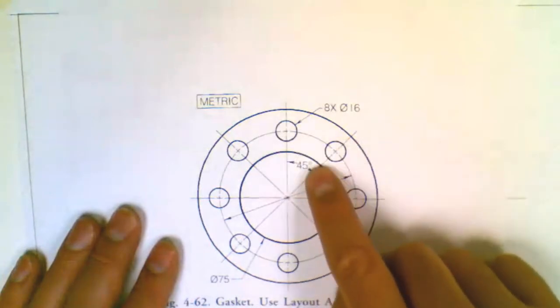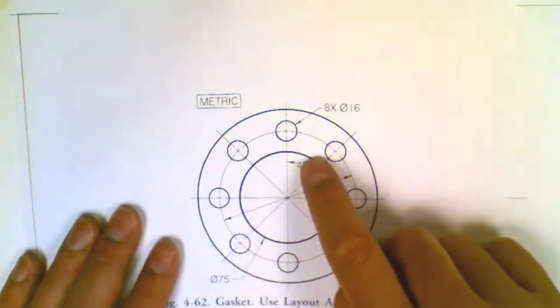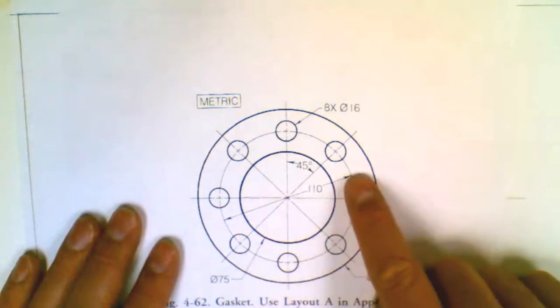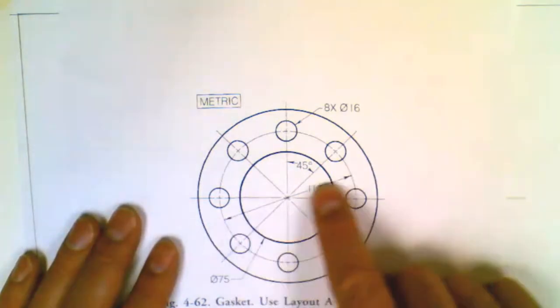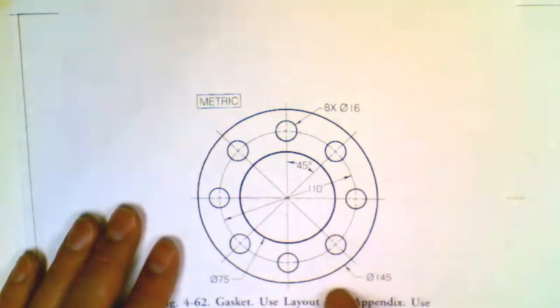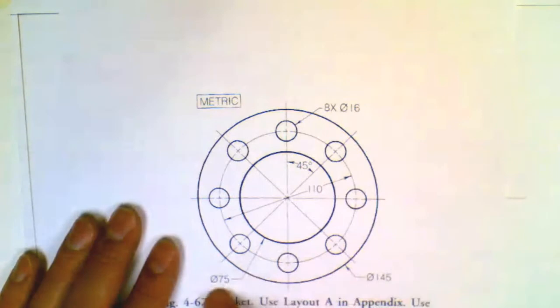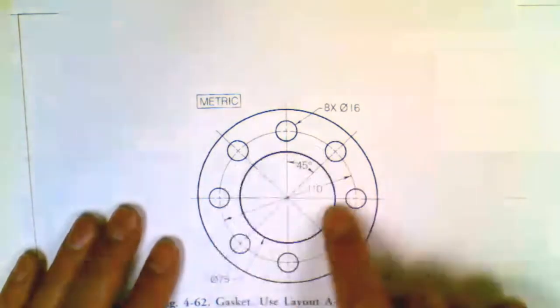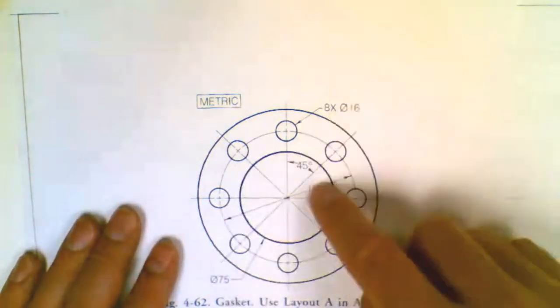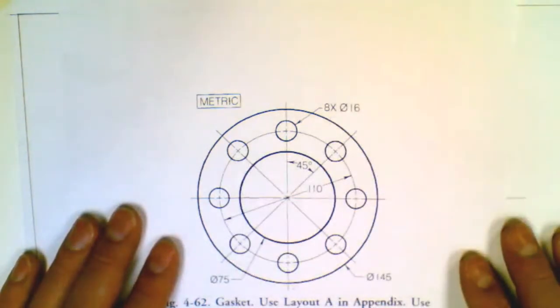I have a 45-degree angle for a reference line. I have a diameter, you can see it goes all the way through, of 110 for this circle. I have a diameter, largest diameter on the page, 145. That's the outer ring of our gasket. I have a diameter of 75. That's the inner ring of our gasket. So 1, 2, 3, 4. Only 5 dimensions for this drawing.